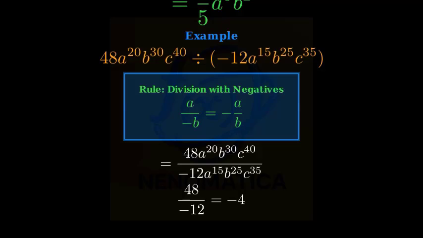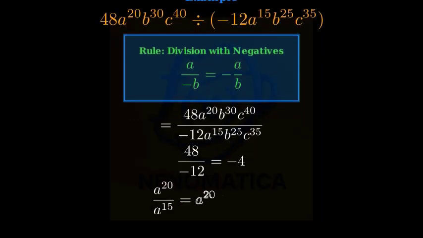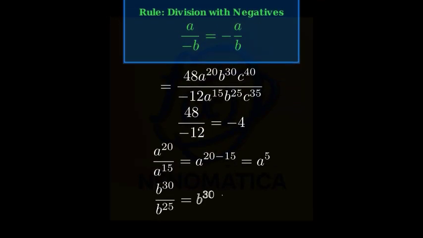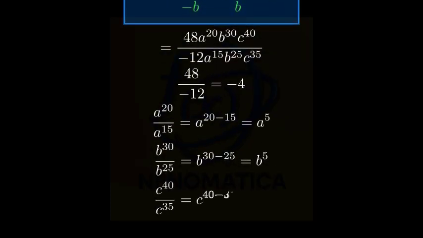For the variable a, we have a to the 20th power divided by a to the 15th power, which equals a to the exponent 20 minus 15, which is a to the 5th power. Similarly, for b, we have b to the 30th power divided by b to the 25th power, which equals b to the 5th power. And finally, for c, we have c to the 40th power divided by c to the 35th power, which equals c to the 5th power.